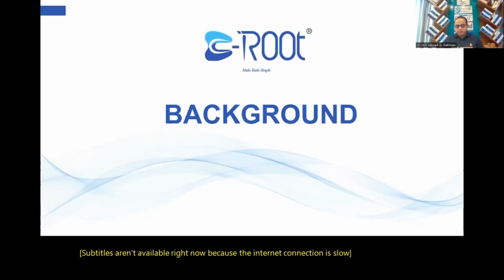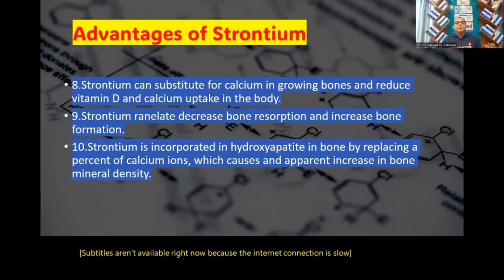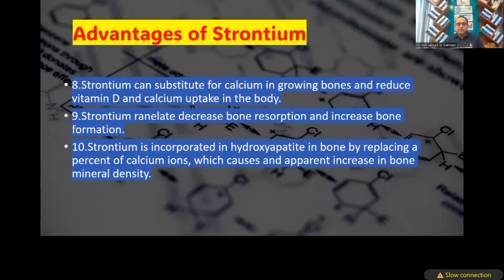Strontium can substitute for calcium in growing bones and reduce vitamin D and calcium uptake in the body. Strontium decreases bone resorption and increases bone formation. Strontium is incorporated in hydroxyapatite in bone by replacing a percent of calcium ions, which causes an apparent increase in bone mineral density.